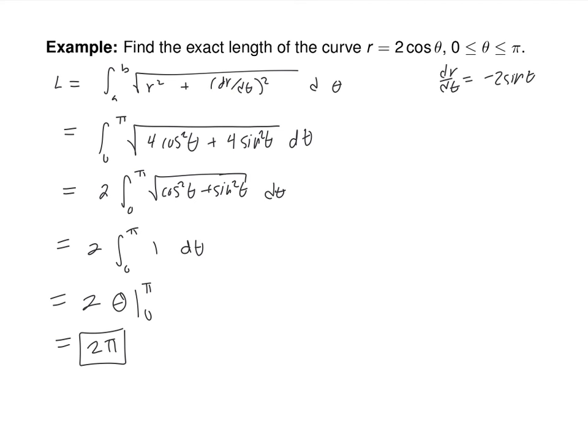And if you were to graph this curve, you would have found that it is a circle centered at the point 1, 0 with radius equal to 1. So its circumference should have been 2 pi r, or 2 pi, so that does jive.